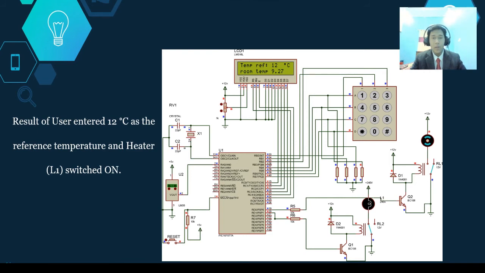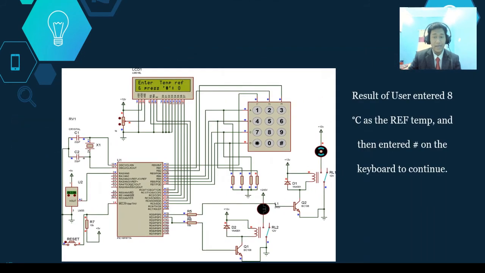Now, what if the user puts a preferred room temperature lower than the current room temperature? For example, they put 8 as the room temperature and then press hashtag to enter it to the microcontroller. The microcontroller again will tell the temperature sensor to measure the current room temperature, send it back to the microcontroller, and then display it on the screen.